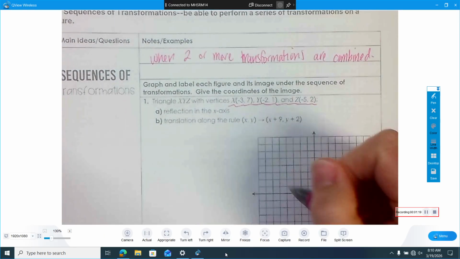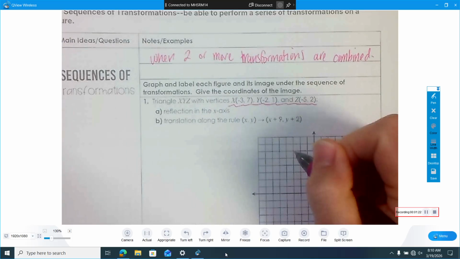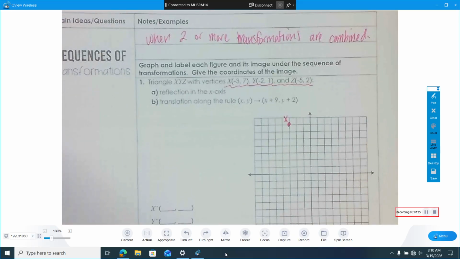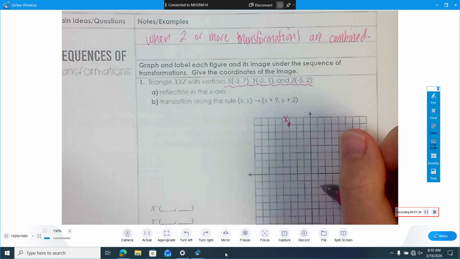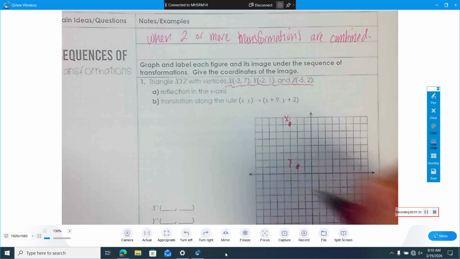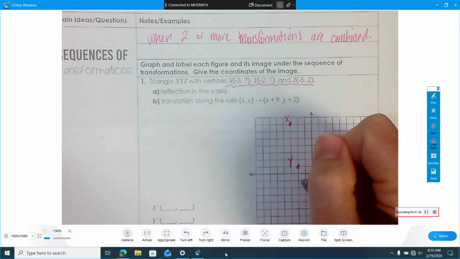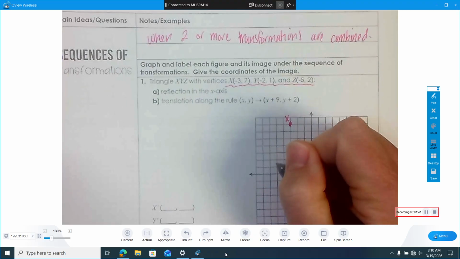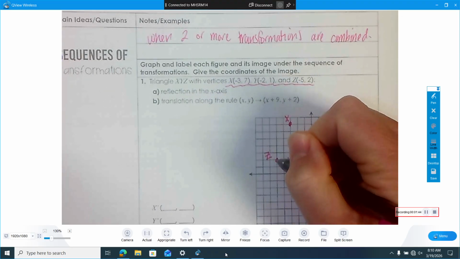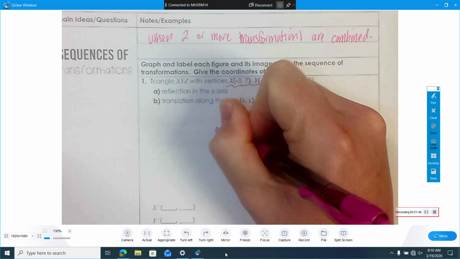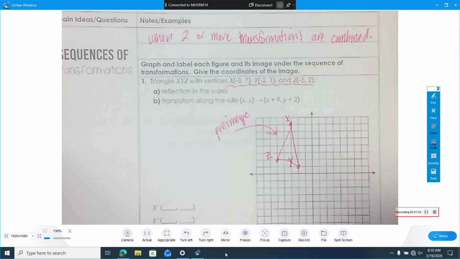X is at -3, 7. So label it with your letters, please. It's always really, really helpful. All right, -3, 7. Y is at -2, 1. And Z is at -5, 2. 1, 2, 3, 4, 5, up 2. So there is Z. And so here is what we would call the pre-image. Basically where we're starting from, okay? So this is triangle XYZ, and we have a couple of things that we're going to do.